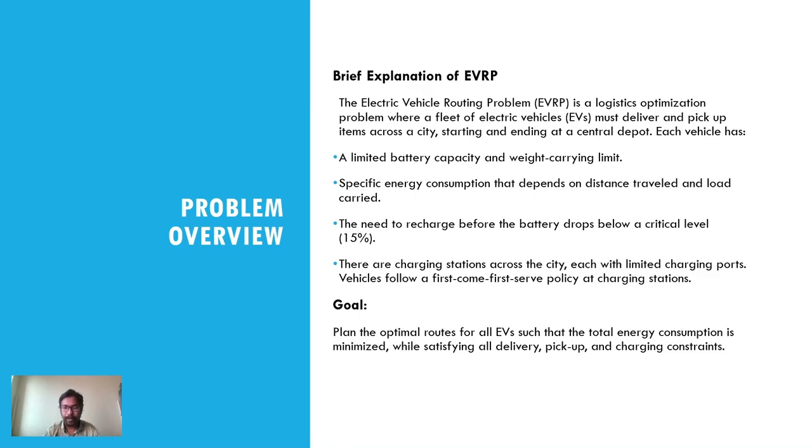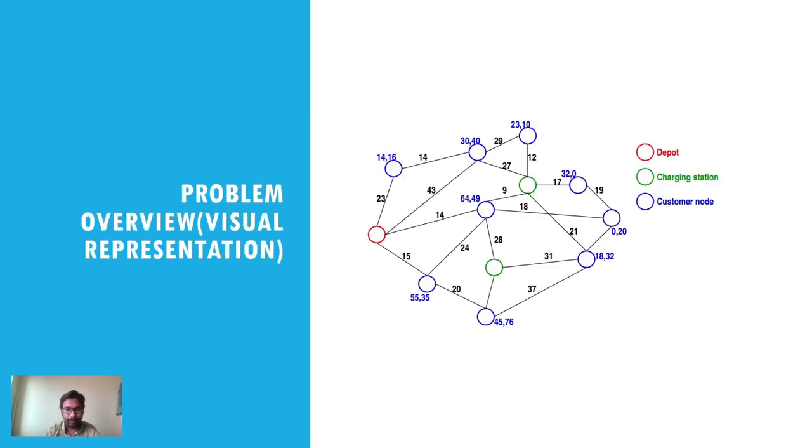If the battery level drops below 15%, the vehicle must recharge itself at a charging station, which has a limited number of ports, and it follows a first come first serve policy. The goal is to find the most efficient routes for all the vehicles that minimize the energy consumption while still fulfilling all delivery and pickup tasks under these constraints.